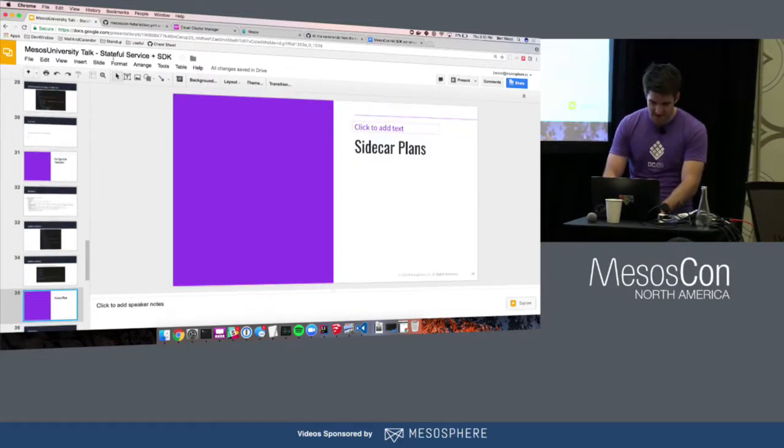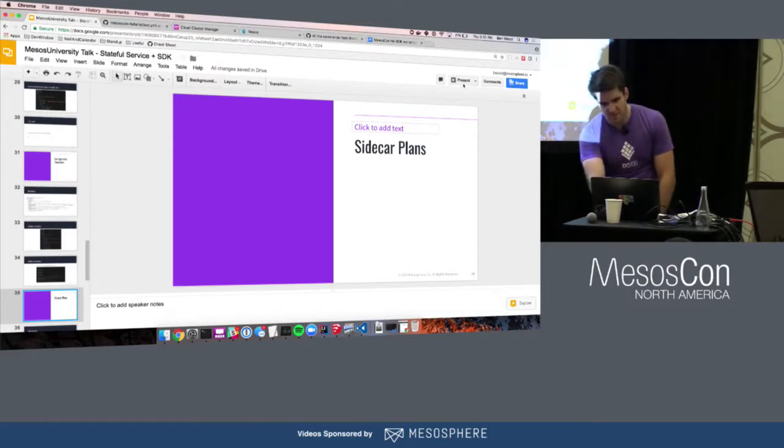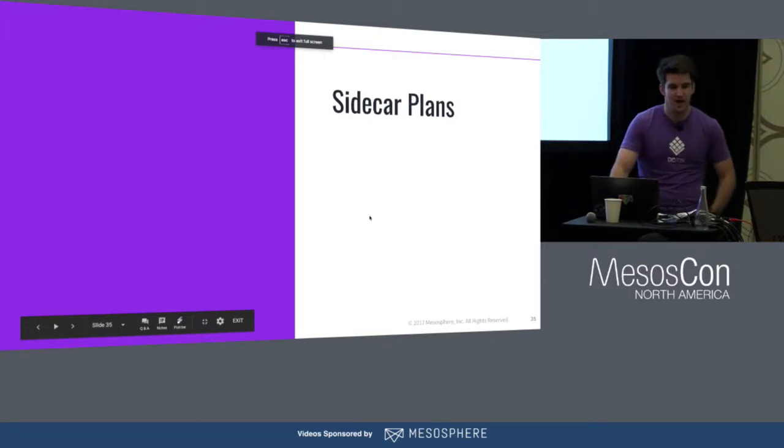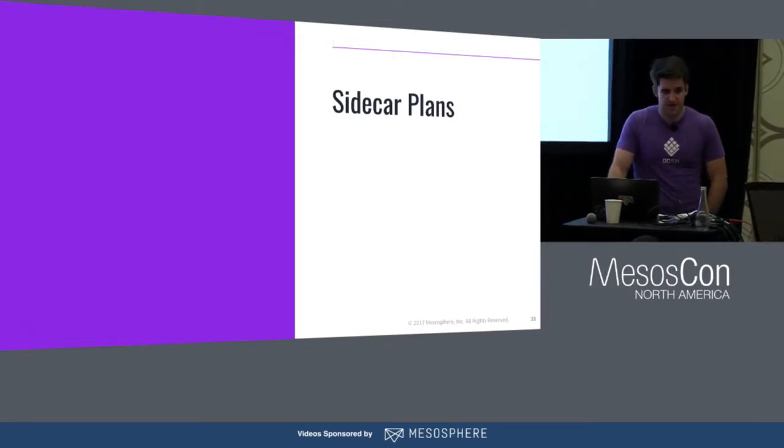Okay, cool. So sidecar plans. Like we talked about, sidecar plans are essentially a way to expose to operators ways to interact with the service while leveraging all that orchestration, right? Obviously, it would be very simple. So let's say, why use this over Marathon? Okay, so let's say I wrote a Marathon app that is just a bunch of memcache servers. Cool. What if I want to flush the cache?